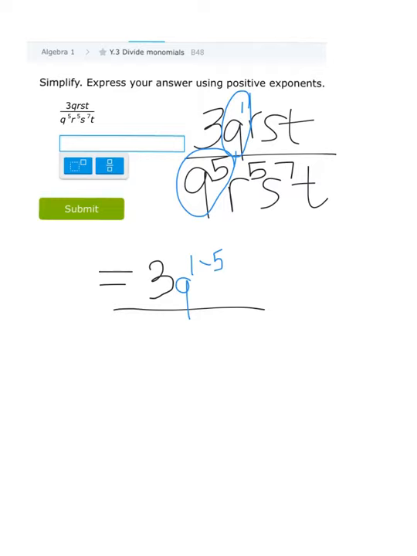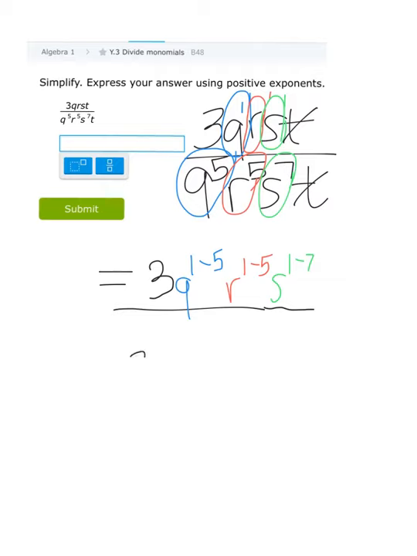Let's move on to the r. So I would have r to the 1 minus 5. Now let's go to the s's. S to the 1 minus 7. And then our t's is just t divided by t. So your t divided by t is just 1, so your t's are completely gone. You don't have a t variable anymore. Alright, let's go ahead and simplify this one out.